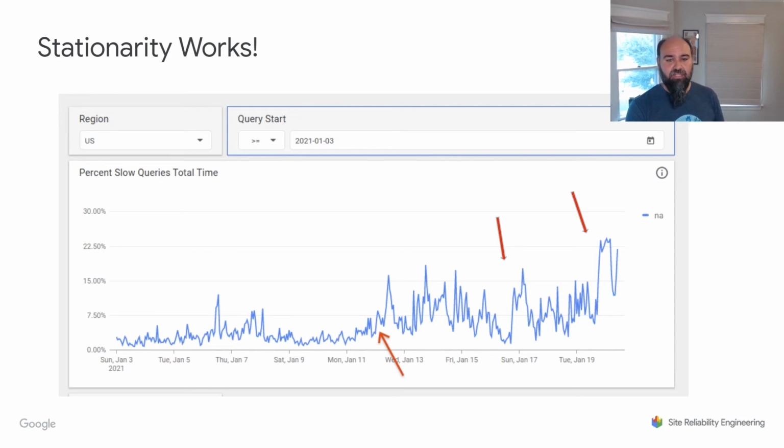On the morning of the 13th, someone could have looked at performance variation, spotted this sort of issue, and then resolved it before it got worse. And so we're really excited about this.